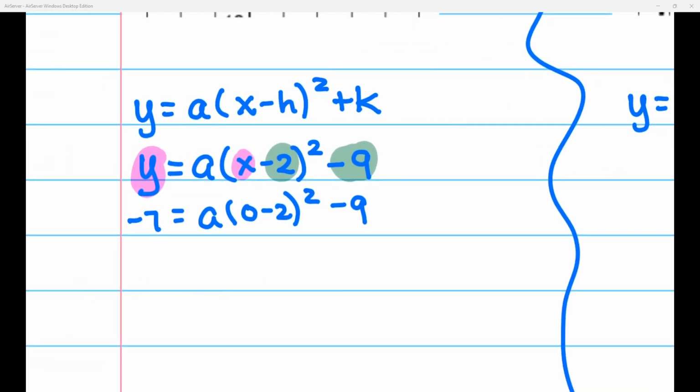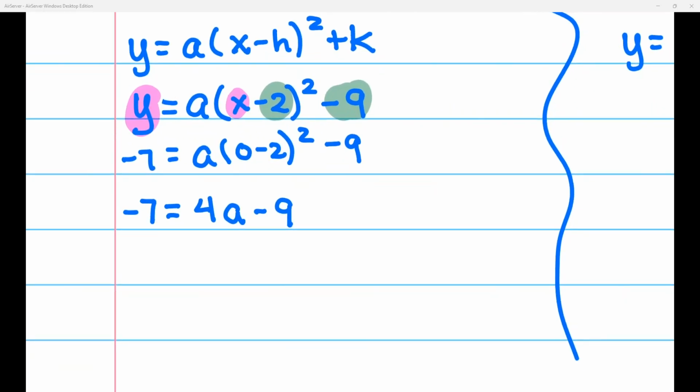All I'm going to do here is we're going to simplify this. 0 minus 2, that becomes a negative 2. And when I square the negative 2 squared, that becomes positive 4. So this becomes 4 times a, which is just going to be 4a. I hope you're able to follow all that because I did do like 3 steps in one, but hopefully they weren't complicated steps. Everything else I just bring down. Now I'm just going to go ahead and solve for a. I'm going to add 9 to both sides. I get 2 is equal to 4a. Divide both sides by 4.